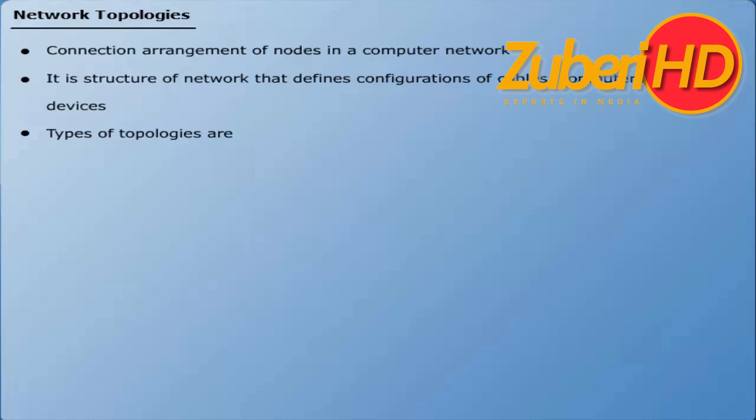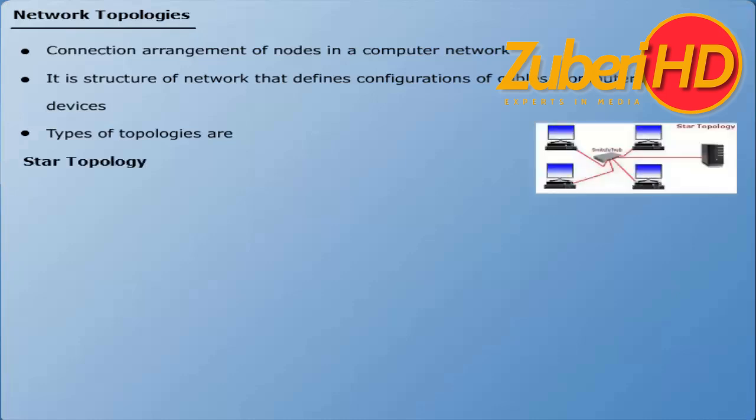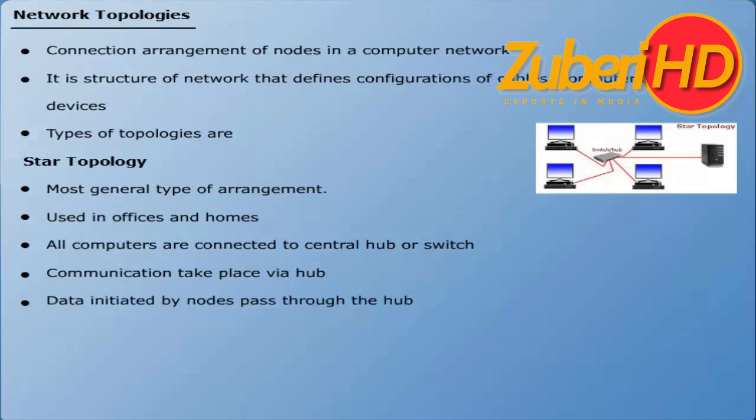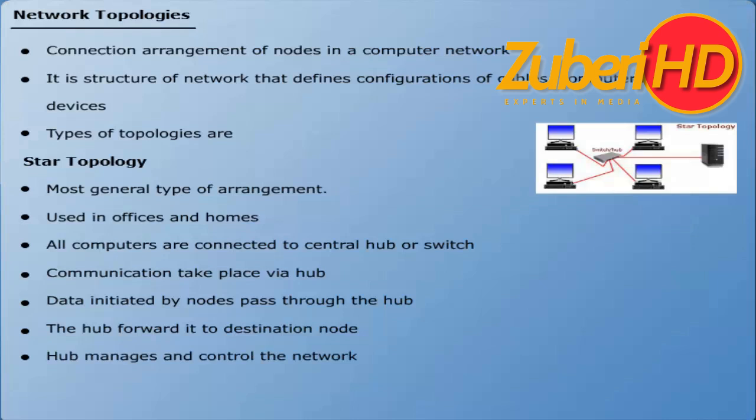Star topology. Star topology is the most general type of network arrangement that is used in offices and homes. In star topology, all the computers are connected to a central hub or switch. The communications take place via hub, which acts as a common connection device. All the data initiated by nodes pass through the hub. The hub forwards it to the destination node. Hub also manages and controls the whole network.